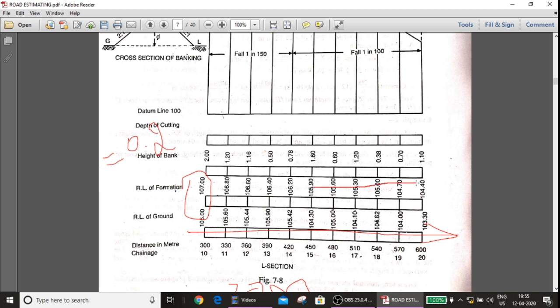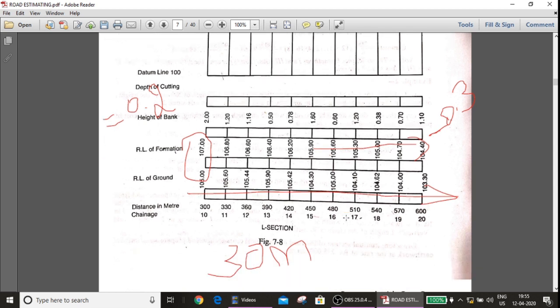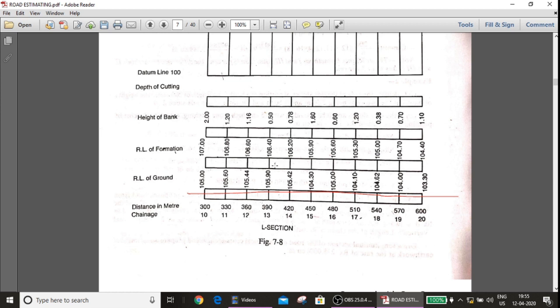Then up to here we have to subtract 0.3. Okay, subtract 0.3, we will get the RL of the formation. Fine, we will get RL of the formation. Now we have to find the height of the bank. How to find height of the bank? Just subtract the RL of the formation minus RL of the ground.